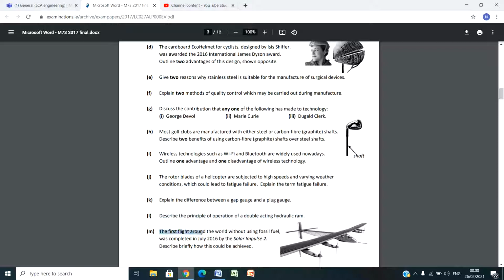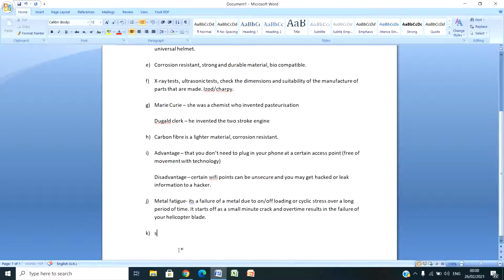The last question there is question M, and that states the first flight around the world without using fossil fuels was completed in 2016 by the Solar Impulse 2. Describe briefly how this could be achieved. So again, it says solar, so that means it was using solar panels. So solar panels create electricity to power batteries for your aeroplane.